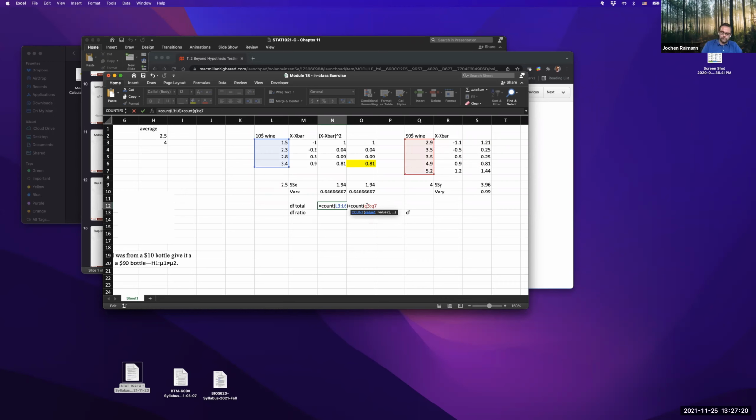This gets us to this overall count. And this now minus 2 because it's 2 groups. So this gets us to the 7, right? So now count of these minus 1.